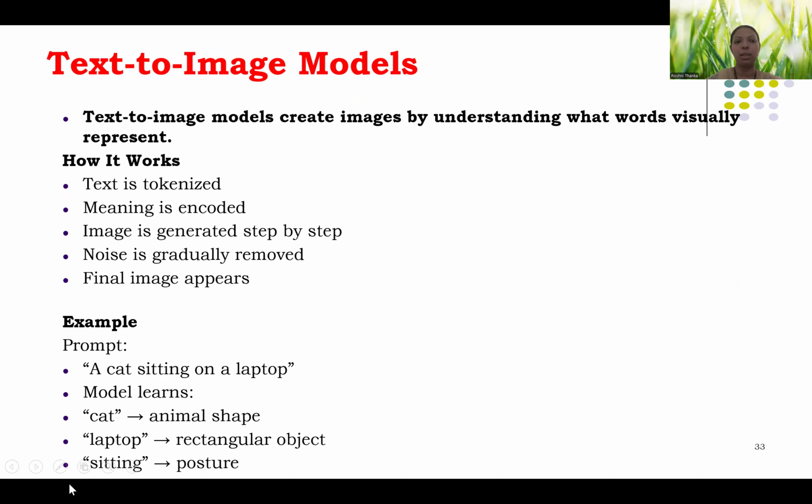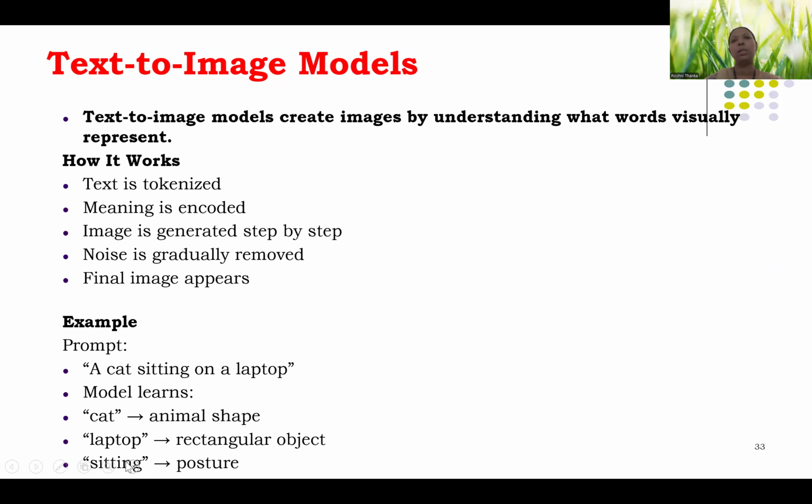For example, I'm giving a prompt. I want an image of a cat sitting on a laptop. So the model will take cat, okay, to understand cat, and it will generate an animal shape. Then laptop, okay, a rectangular object. Sitting, then it gives a posture. So likewise, it will understand each and everything, and for that, it will be generating an image. So this is how the model will be working.